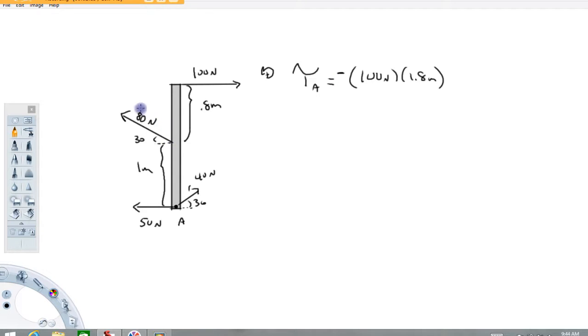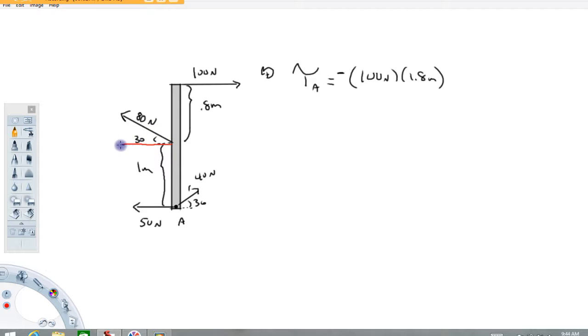Next force in line, let's talk about this 80 Newton force. In this example, the line of action for the 80 Newton force looks like this. There are a couple ways to handle that. Method number 1, we could find the distance from A to the line of action where it does make a right angle. Then we can take the 80 newtons times this distance. Or we can take this 80 newtons and break it into components.